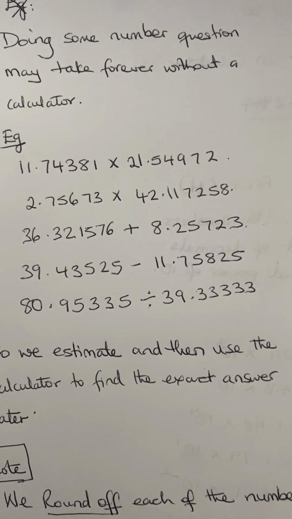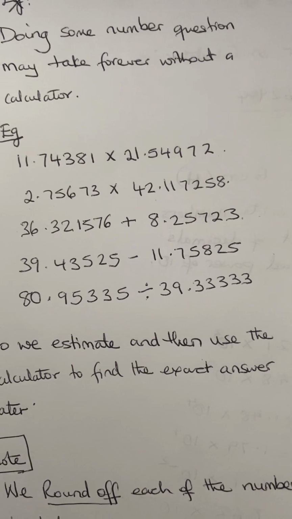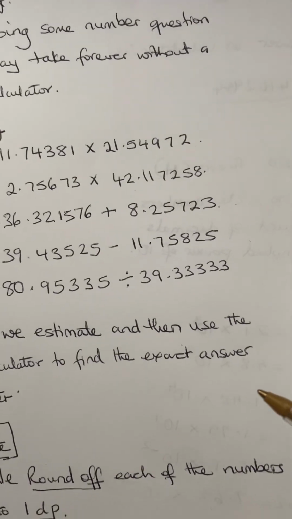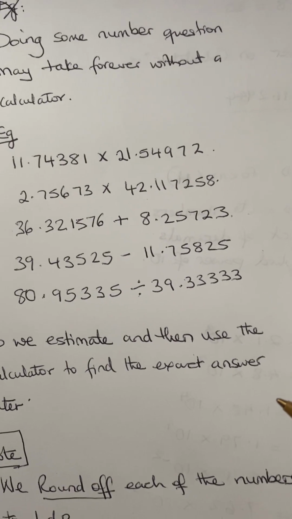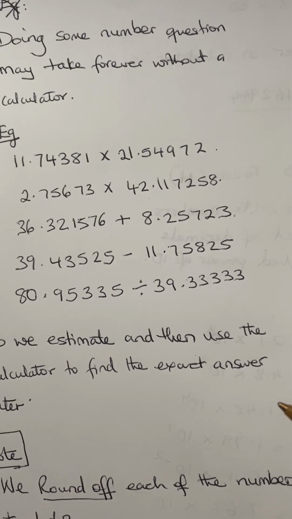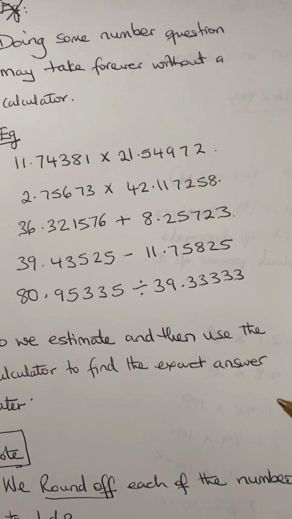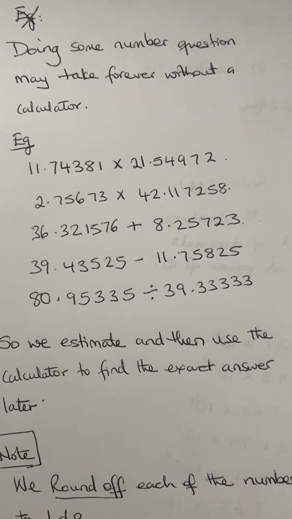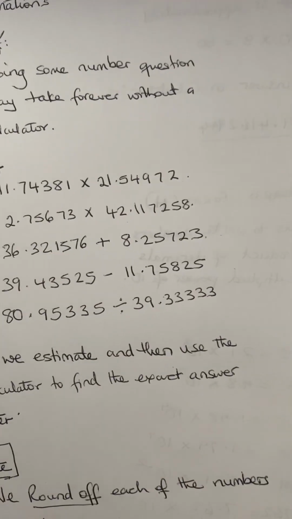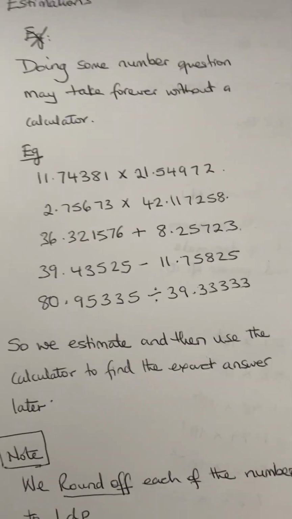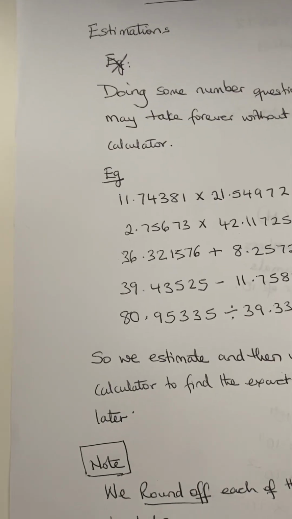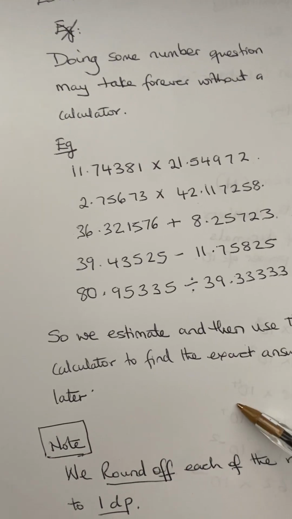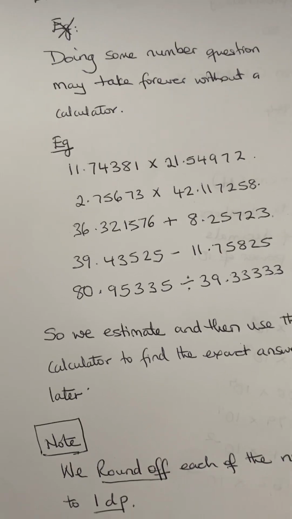If you pick 10 items and you've estimated it, you should be paying £20 and they're asking you for £40, something should click and you should say that. Then you should go over the receipt and see where you went wrong. Some people don't have that habit, but it's a habit I'll encourage you to have. So we estimate and then we use the calculator to find the answer later, as I said.